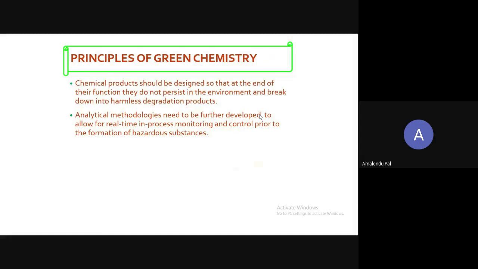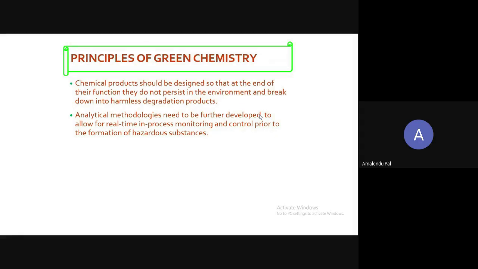Another thing: chemical products should be designed so that at the end of their function, they do not persist in the environment and break down into harmless degradation products. Most of the time in our lab, we throw byproducts in the dustbin or in the basin itself. So we have to think that there should not be any byproduct persisting in the environment. Otherwise it will go to the drainage and an environmental issue will come. That's why chemical products should be designed so that at the end of their function, they do not persist in the environment.